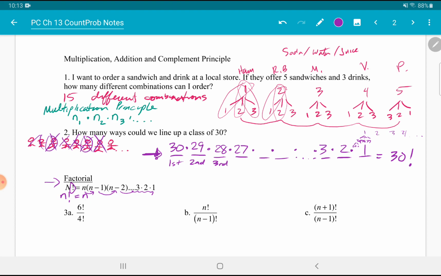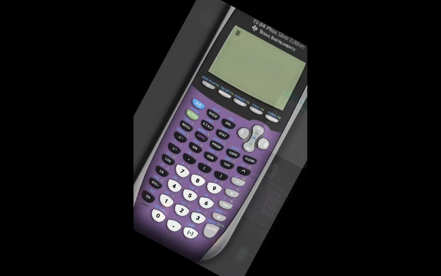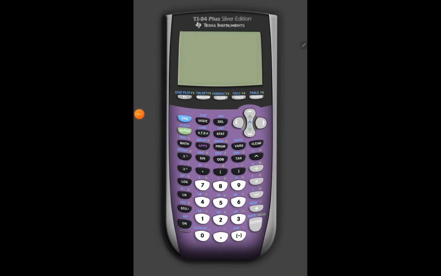Now, I wouldn't expect you to multiply that by hand. We can use our handy dandy calculator here. I'm going to go ahead and get out my graphing calculator. And what we're going to do is just type in 30. And the way we can enter in factorial is by pushing the math button. The math button is just below the alpha.